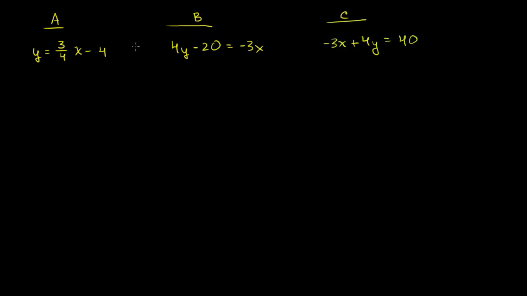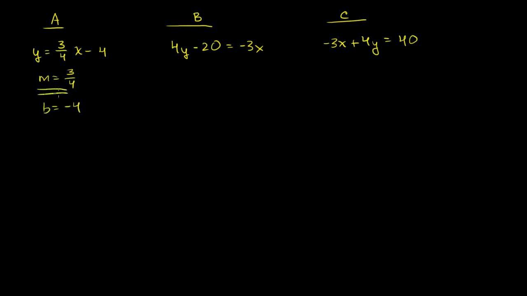So to figure out if any of these lines are parallel to any of the other lines, we just have to compare their slopes. If any two of these lines have the same slope and they're different lines, they have different y-intercepts, then they're going to be parallel. Now line A, it's very easy to figure out its slope. It's already in slope-intercept form. This is mx plus b. The slope is 3/4. And the y-intercept, which isn't as relevant when you're figuring out parallel lines, is negative 4.